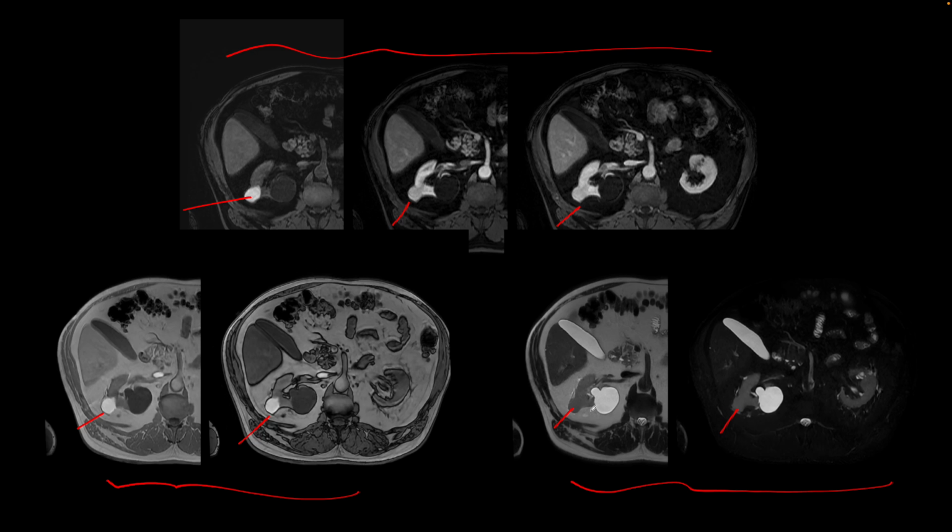The second one is better seen here on the T2 weighted images, so we'll start there. It's T2 bright, and then on T2 fat sat, it's bright. On T1 weighted images, it's dark, and it does not show any enhancement. So this is a simple cyst. So this will be a Bosniak 1. So two different kinds of cysts, Bosniak 1 and Bosniak 2, seen in the right kidney.